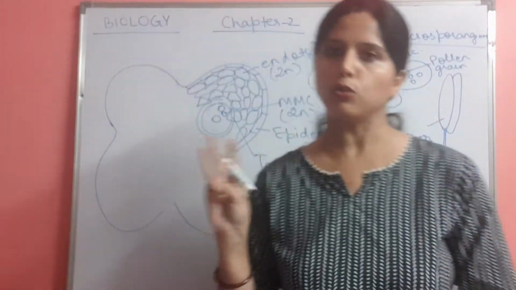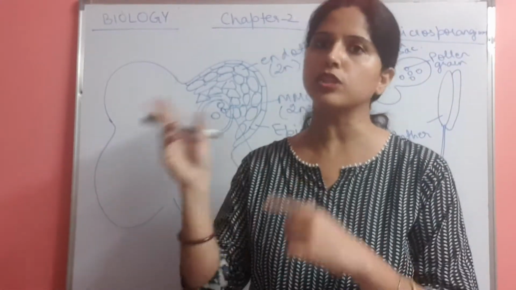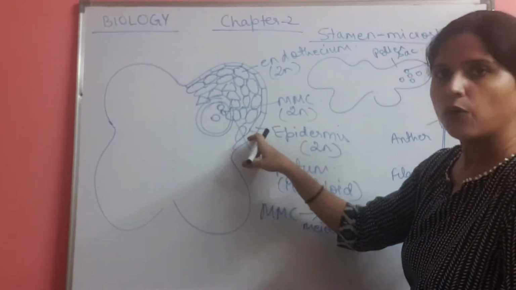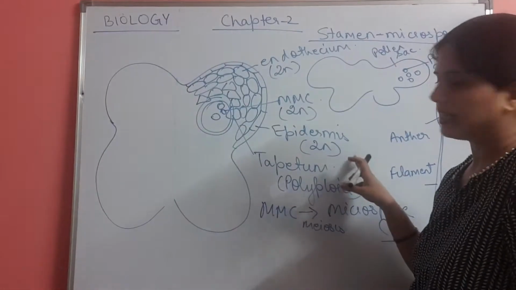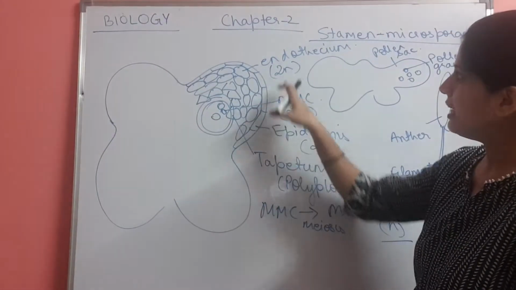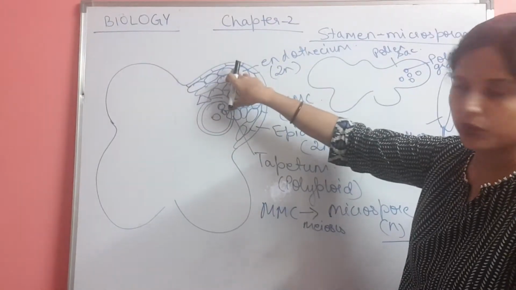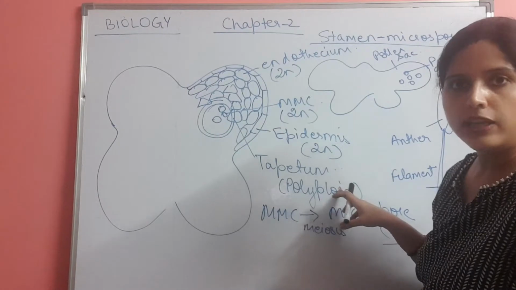This is a 3 marks question, okay. First you have to give the name and then also tell its ploidy, okay. Epidermis is the outer layer. It is generally thin walled cells and diploid in nature. Second is the endothecium, which are thick walled cells. Okay. Next, after that is the tapetum, which is polyploidy in nature.